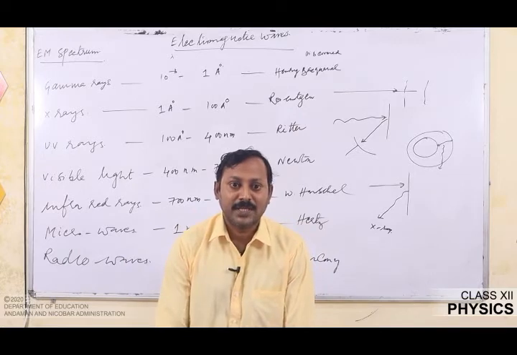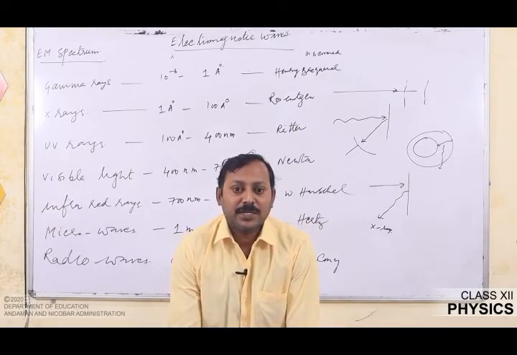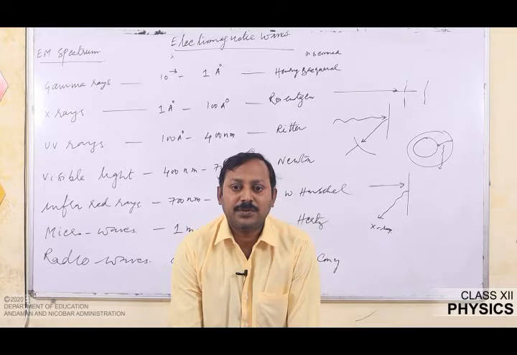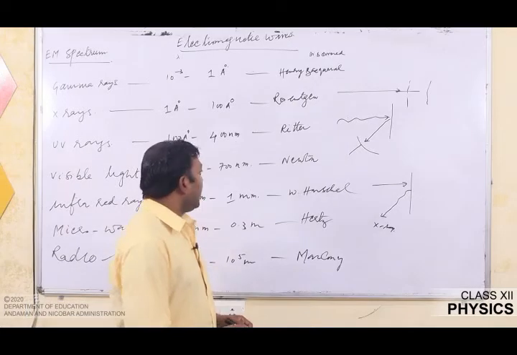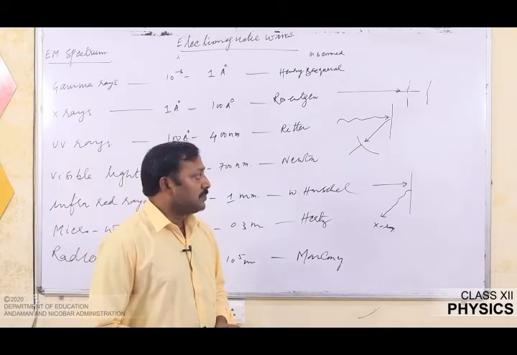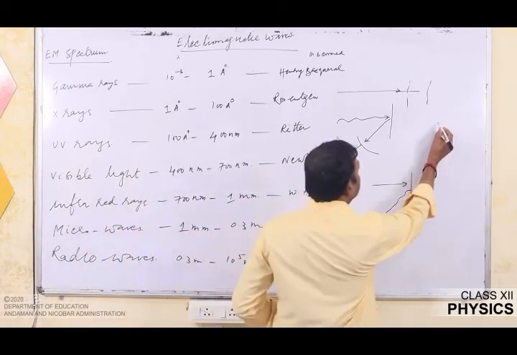Next, we will see visible light. The wavelength corresponding to visible light ranges from 400 nanometer to 700 nanometer. Its frequency is 7 × 10^14 to 4 × 10^14 Hz. It was discovered by Newton. Visible light is produced when an electron jumps from a higher energy level to an orbit of lower energy level, as shown in the figure.